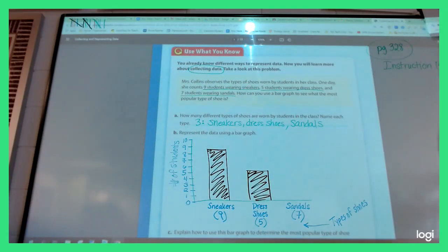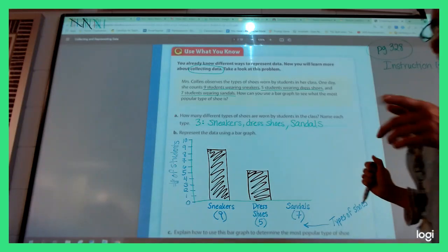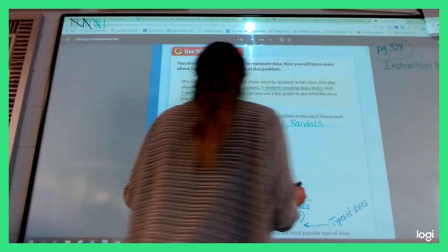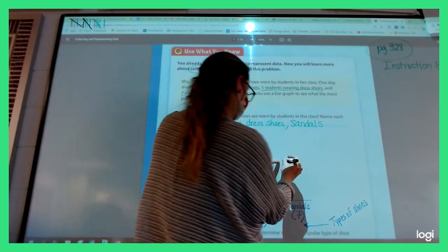Okay, now what about sandals? How many of the students in her class are wearing sandals? Hayden? Seven. So follow your 7 across.